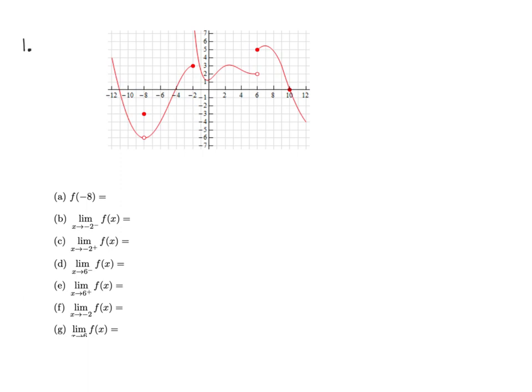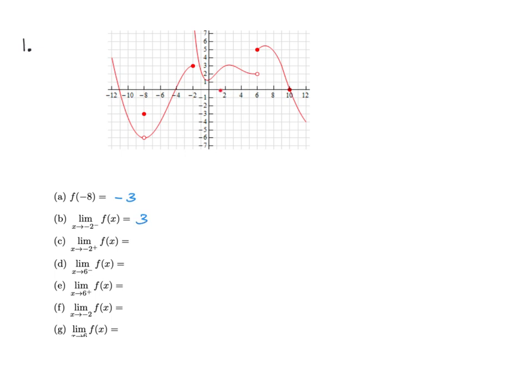In question 1, we're given a graph of f, and we want to compute this function value in these limits. So f of -8 is the value of the function at x equals -8, which is y equals -3. For the next part, the limit as we approach -2 from the left appears to be the y values getting closer to 3, and that is the limit.